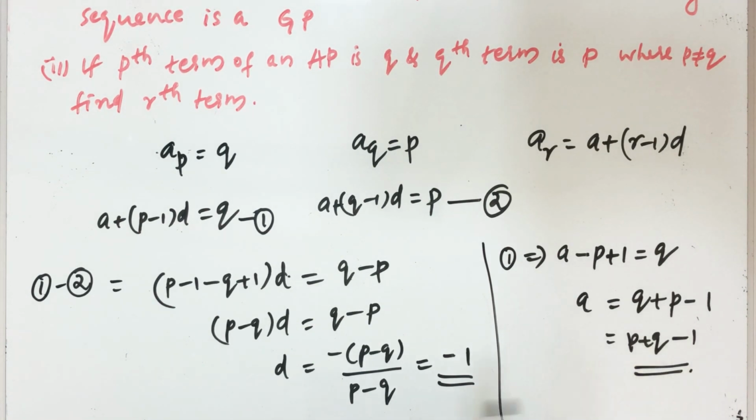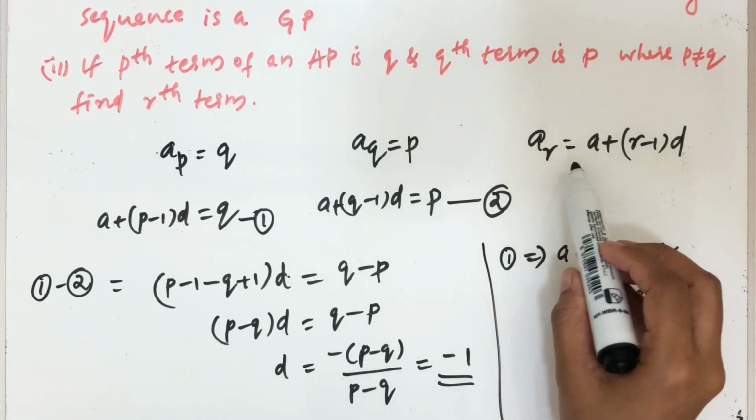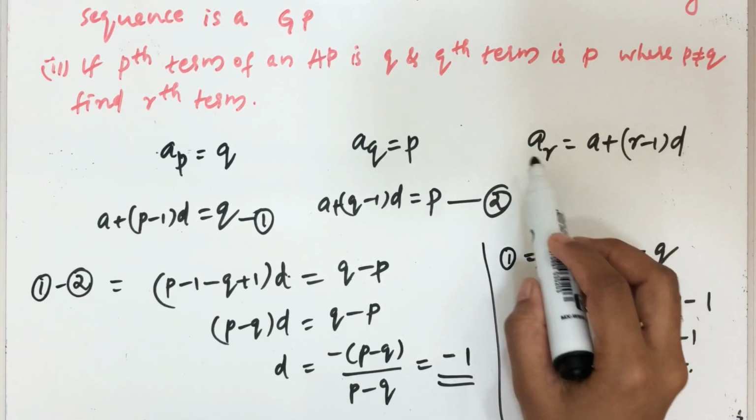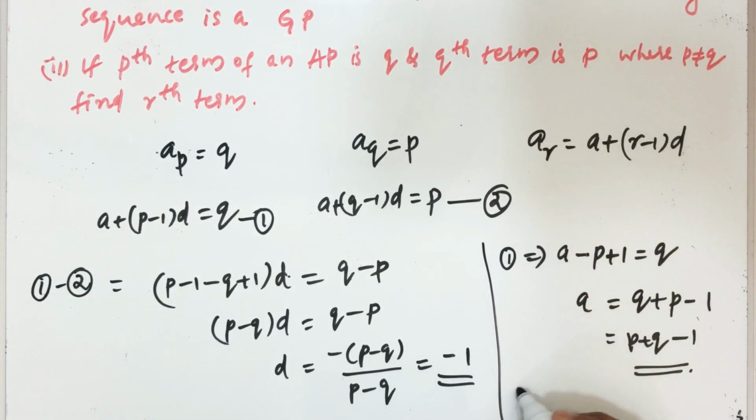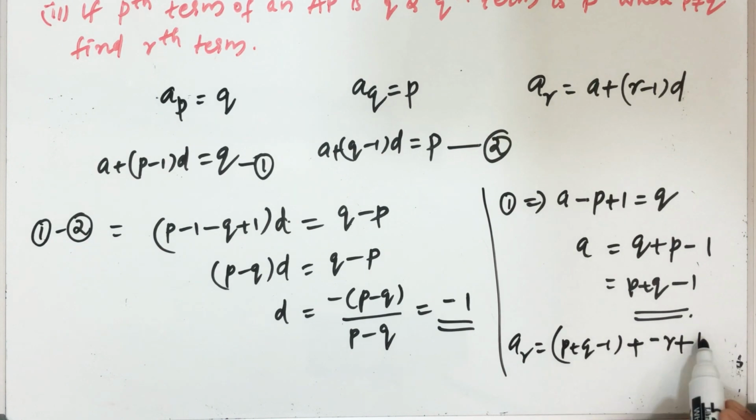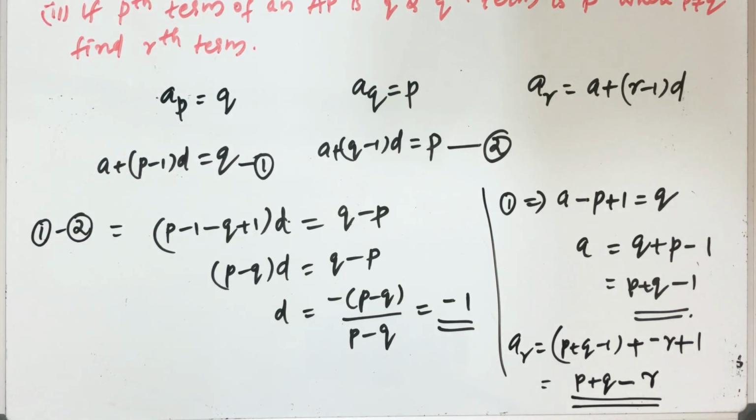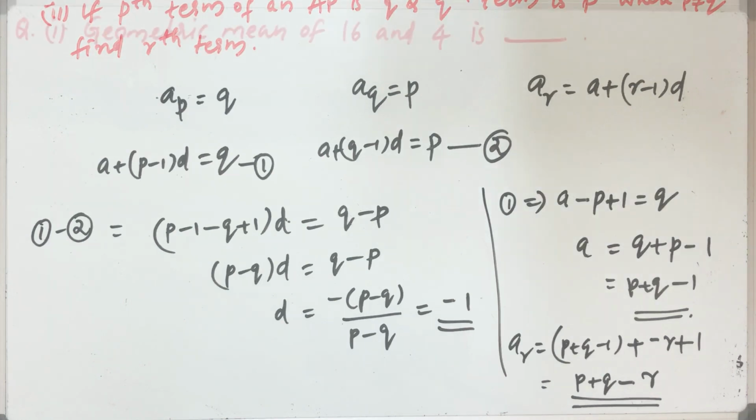So we have A and the common difference. Next we can find AR. Just substitute in this formula. Then AR is equal to P plus Q minus 1 plus R minus 1 into minus 1, that is minus R plus 1. Here minus 1 plus 1, 0. This is equal to P plus Q minus R. So our required term, that is rth term, is P plus Q minus R.